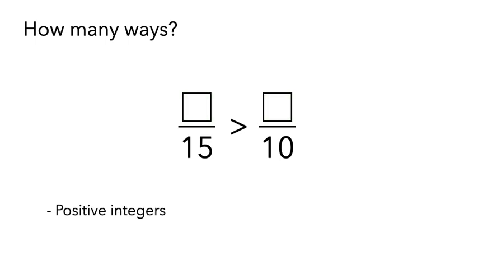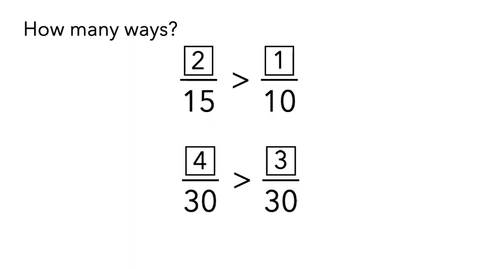Why don't we say that the numbers in the boxes can only be positive integers, that's positive whole numbers, and that the fractions have to be the same or less than 1. They can't include improper fractions that would go above 1. So with these two rules in place, let's have a look at 2 as the numerator for 2 over 15. How about 2/15 is greater than 1/10? Can we make sure that's true?